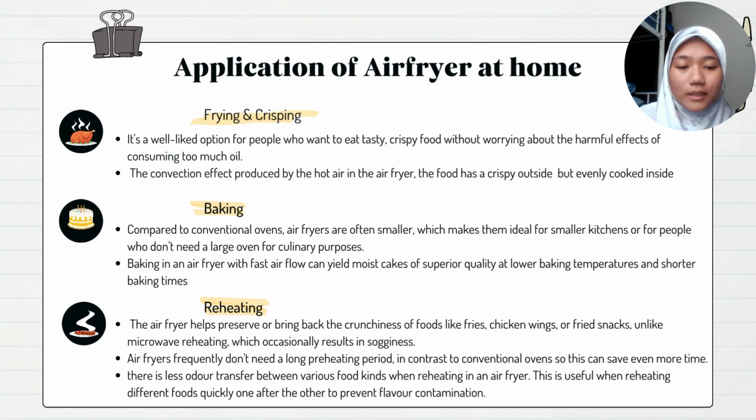The next application is reheating. The air fryer helps preserve or bring back the crunchiness of foods like fries, chicken wings, or fried snacks, unlike microwave reheating, which occasionally results in sogginess. Air fryers frequently don't need a long preheating period, in contrast to conventional ovens, so this can save more time. Next, there is less odor transfer between various food kinds when reheating in an air fryer. This is useful when reheating different foods quickly, one after the other, to prevent flavor contamination.